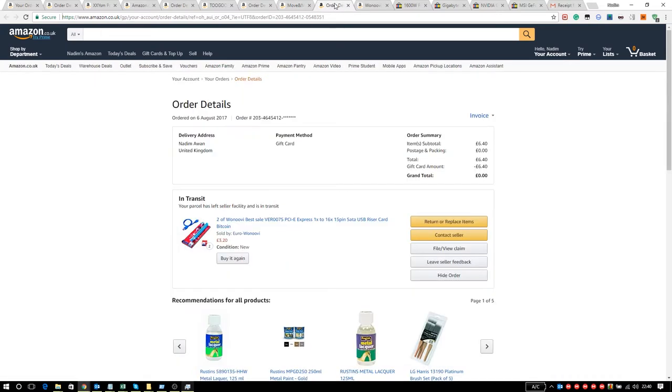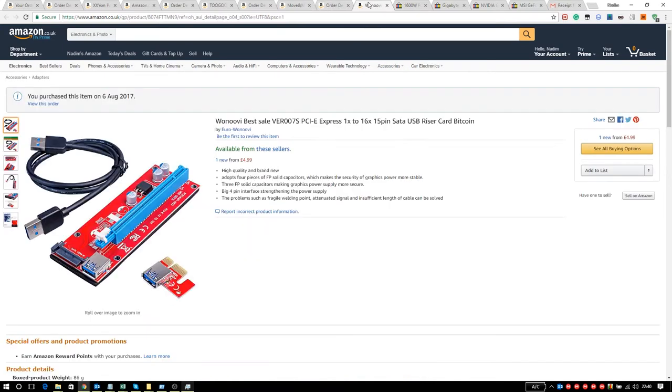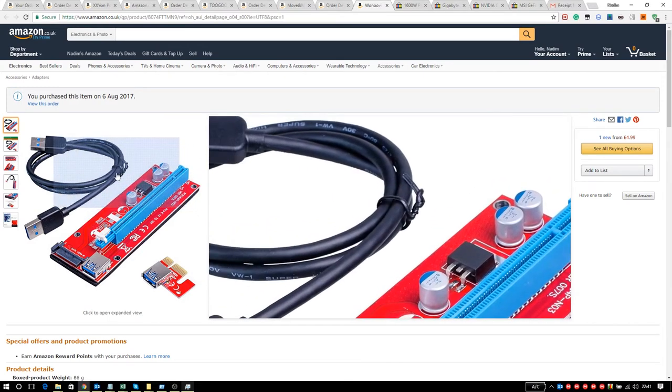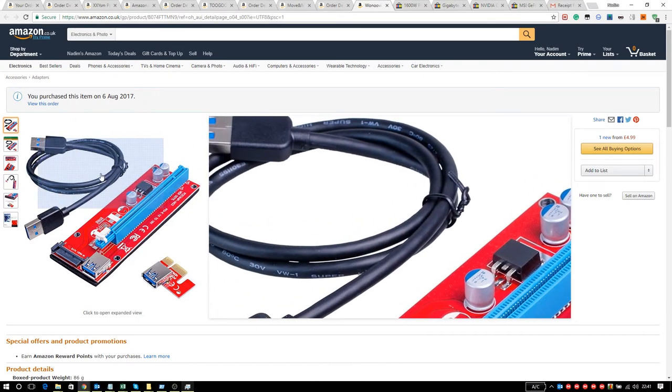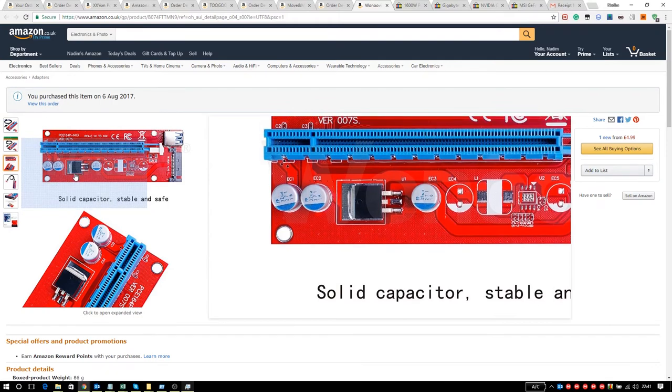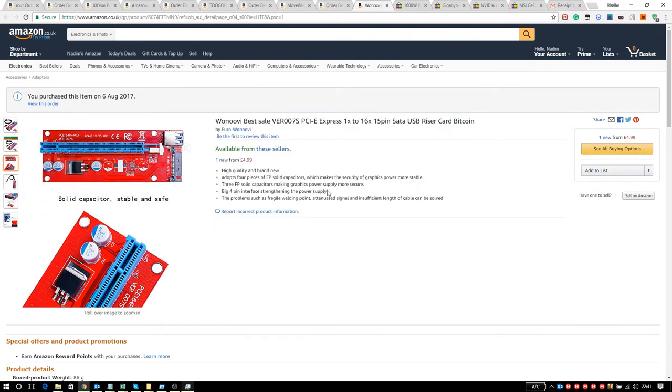The last two riser cards were £3.20 each with free postage. This came from a Chinese seller called Euro Wanuvi. This actually was dispatched from the UK. It does say it has four capacitors, but I only see three. It also says it's four pin, which isn't correct. So the description is wrong on here, and also it shows a black USB cable when mine came with blue. So here's a close-up showing only three capacitors. So the description on this is wrong.